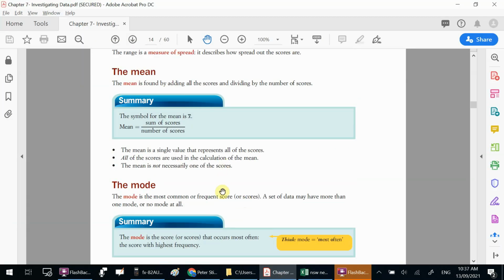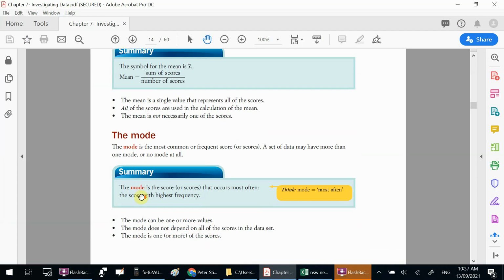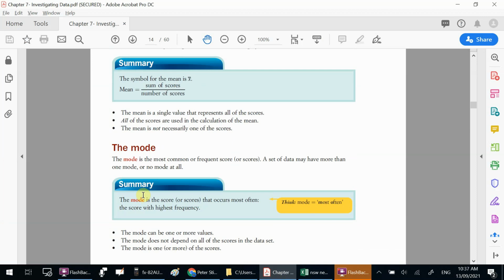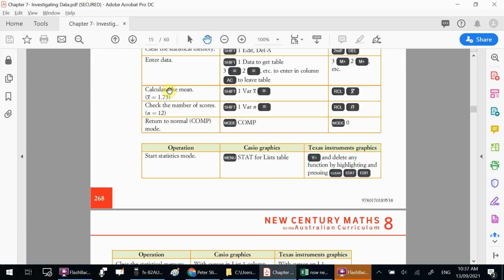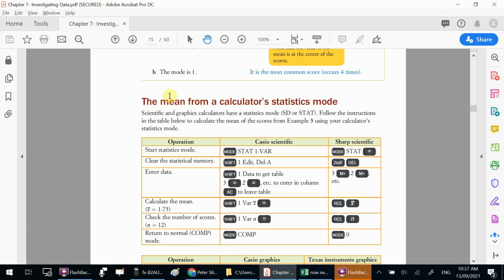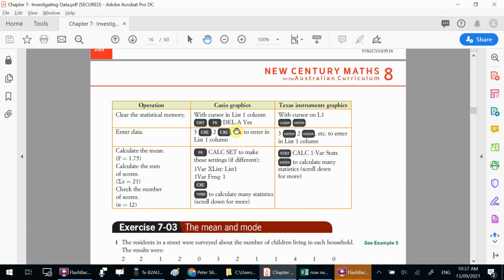So remember, mode is the most occurring, most often, most frequent score, and it can be more than one score, or in some cases it may be none of the scores because they're all the same amount. And then the mean, the symbol is x bar, and that's the sum over the number of scores divided. Okay, let's have a little look here, because I'm now going to also deal with this idea of using a calculator as well as doing question 1.